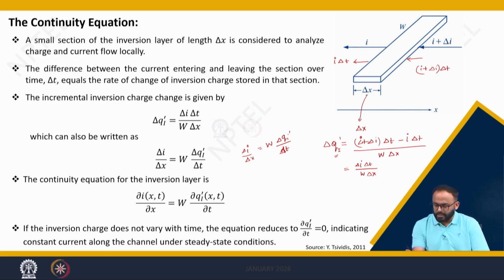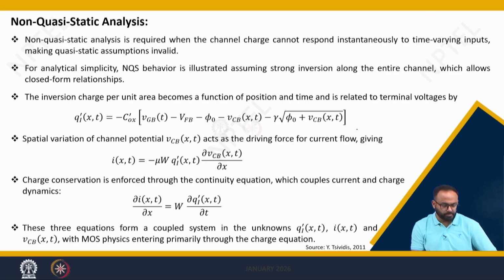Now if you consider this delta x to be very small, you can simply rewrite it as a differential equation like this, right? This helps us understand how the current and the charge are related with respect to position as well as time. Now let us see how we can use this continuity equation to convert our quasi-static model into a non-quasi-static model with some boundary conditions and approximations.